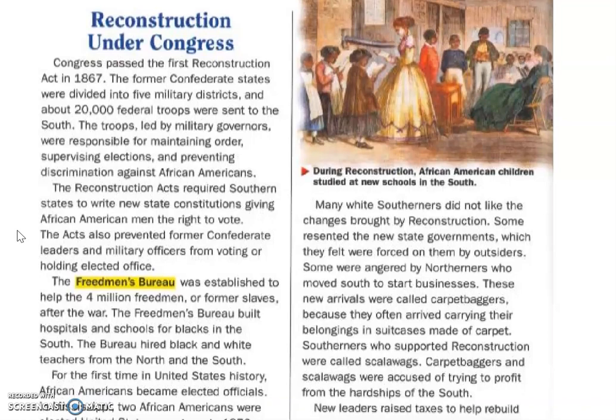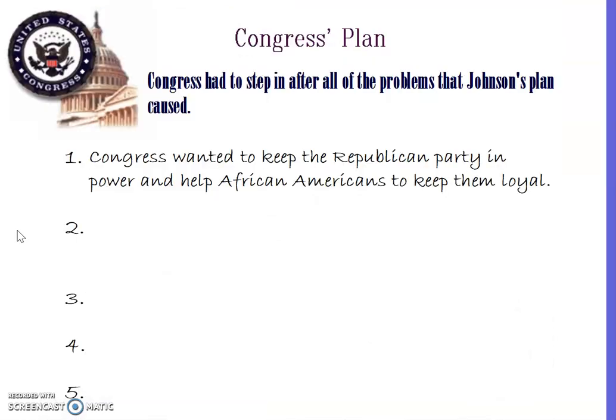Congress passed the first Reconstruction Act in 1867. The former Confederate states were divided into 5 military districts, and about 20,000 federal troops were sent to the South. The troops led by military governors were responsible for maintaining order, supervising elections, and preventing discrimination against African Americans. The Reconstruction Acts required Southern states to write new state constitutions giving African American men the right to vote. The acts also prevented former Confederate leaders and military officers from voting or holding elected office.